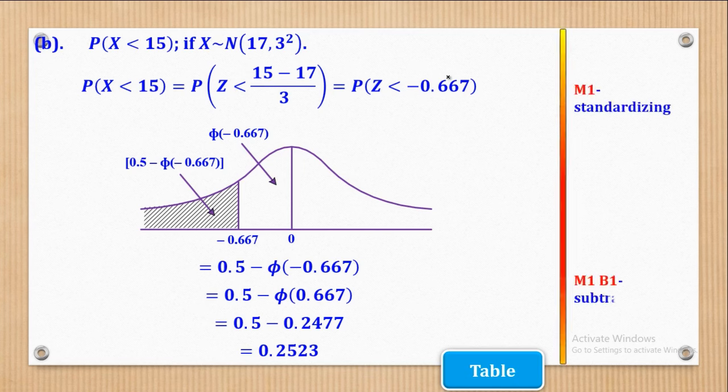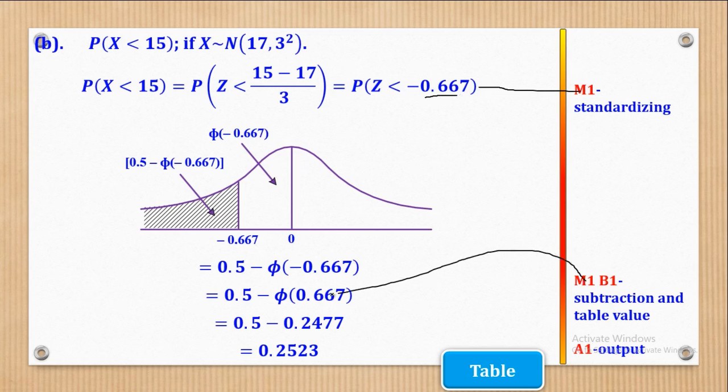Now let's see how marks can be awarded. So M1 for standardizing, and this should be to 3 decimal places. M1 for this subtraction, B1 for reading the correct Z value, and A1 for the output after subtraction.